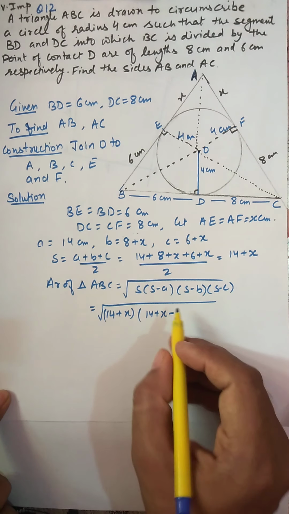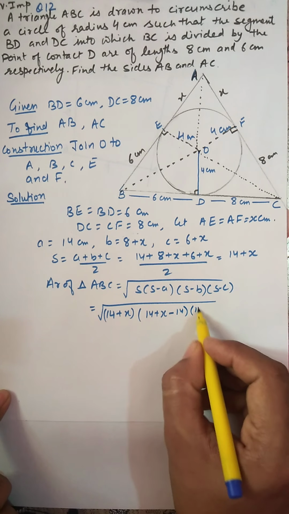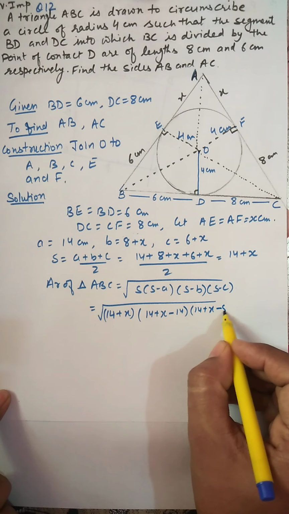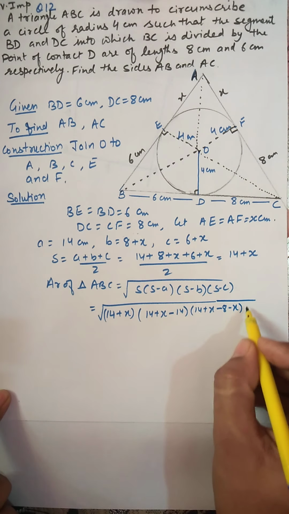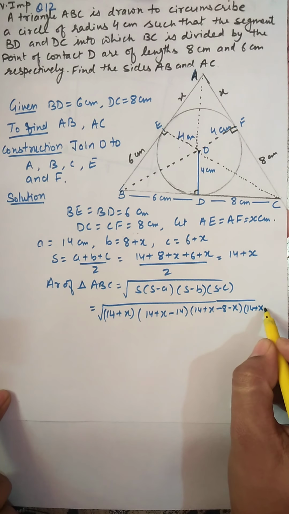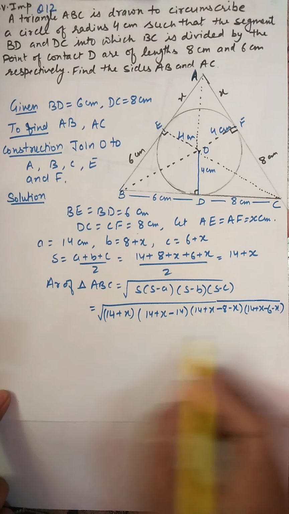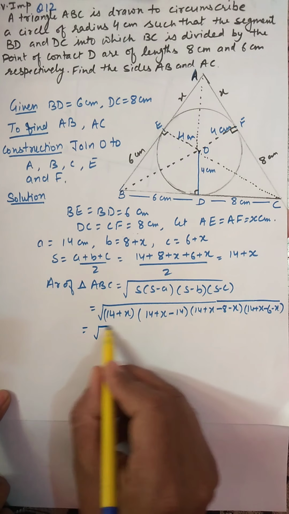A is 14, and this is 14 plus x minus 8 minus x. This is B, and 14 plus x minus 6 minus x. So this is how we have put the value. Now we simplify it further.